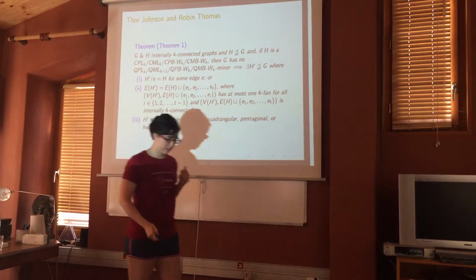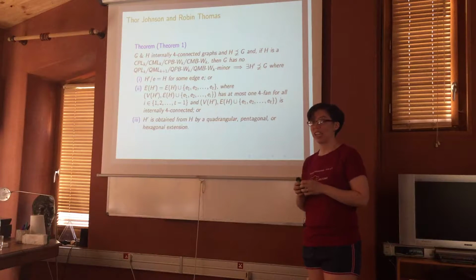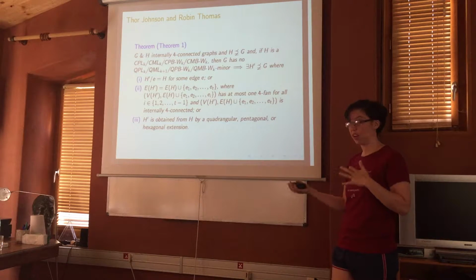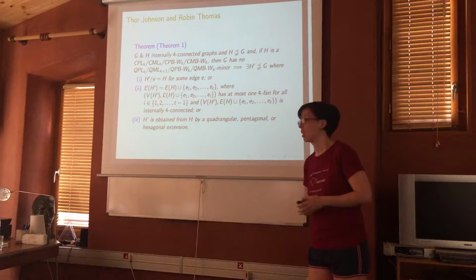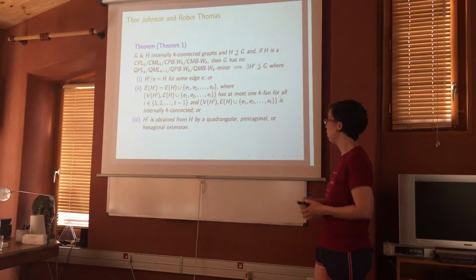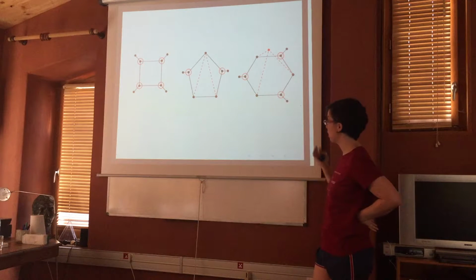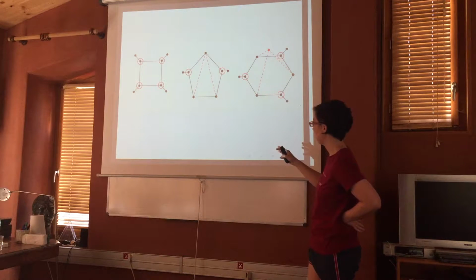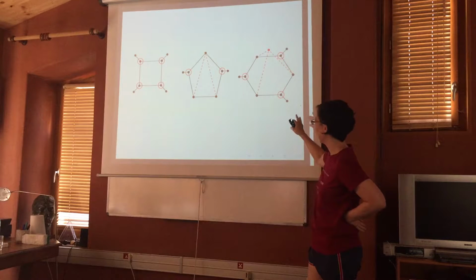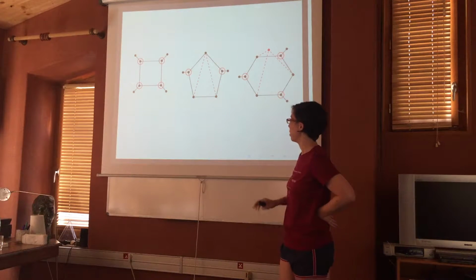And the third option from this theorem is that you do a special extension in your minor H, and again, there's no guarantee about the connectivity that you're going to get. Although, just from looking at these extensions, they look internally four connected to me. And these are the extensions that they're talking about. They talk about a quadrangular extension, a pentagonal extension, and a hexagonal extension. So I've drawn them all on the same page.